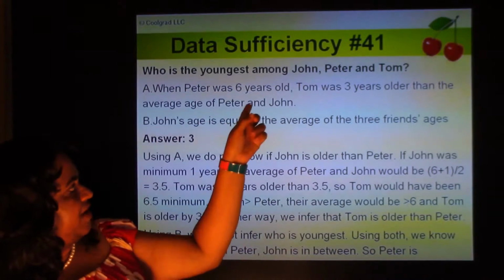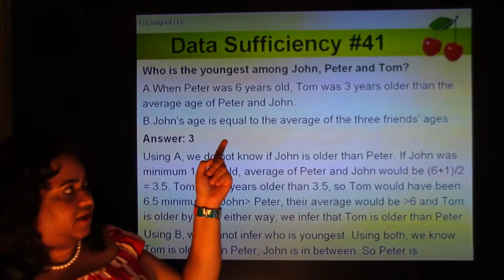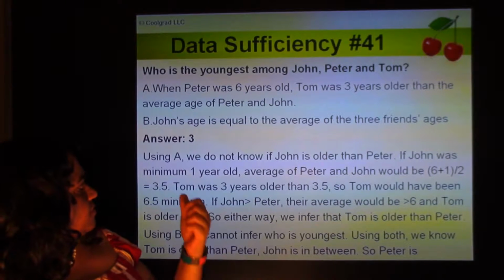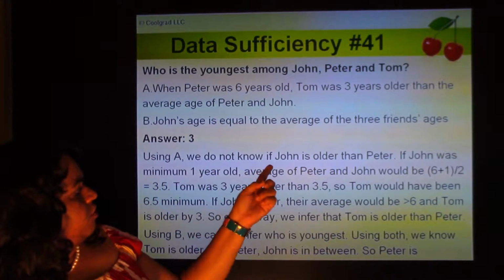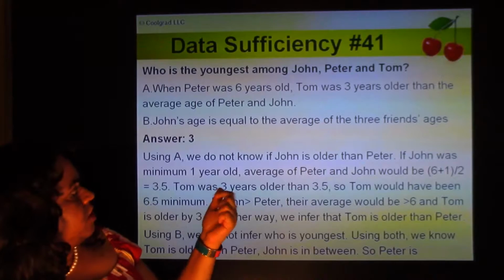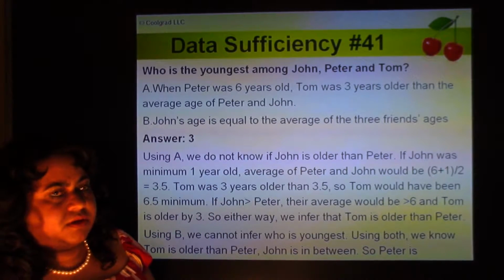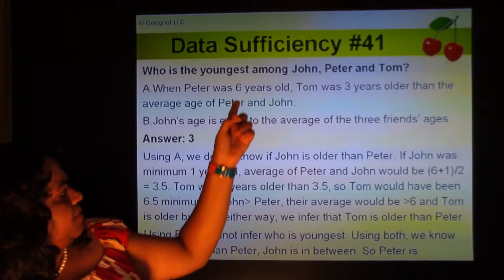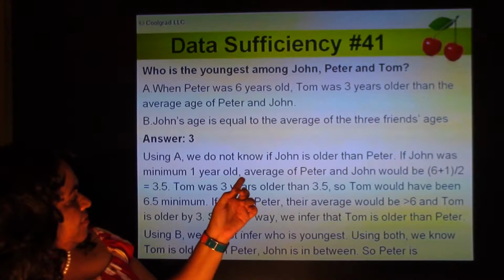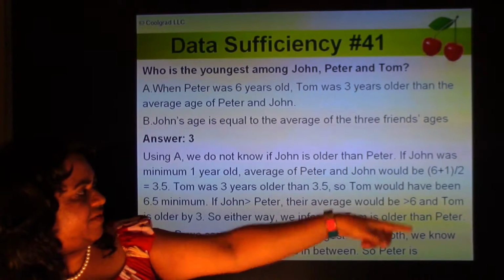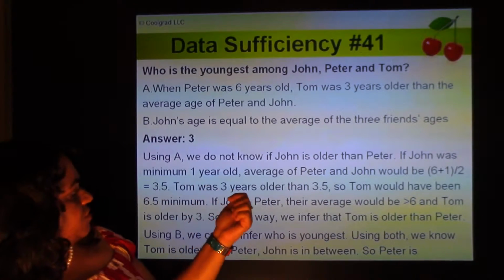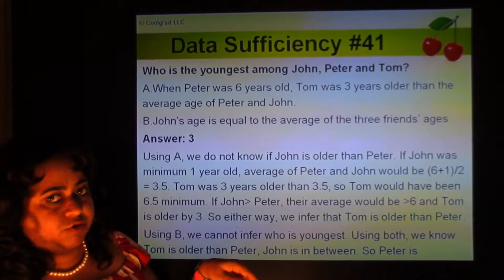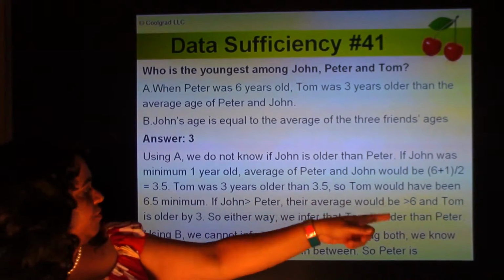Anyway, we'll analyze it later. So we have the statement, and then statement B. John's age is equal to the average of the 3 friends' ages. So using statement A alone, we don't know if John is older than Peter. What is the minimum age that John can have? 1 year old, right? Generally there's nothing like 0 years old. So if John was minimum 1 year old, Peter was 6 and John is 1. So the average of Peter and John would be 6 plus 1 divided by 2. That is 3.5. Tom was 3 years older than the average of Peter and John. So he would be 3 years older than 3.5. So Tom would be at least 6.5.